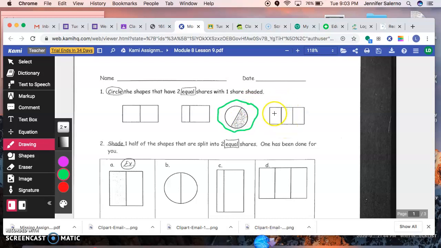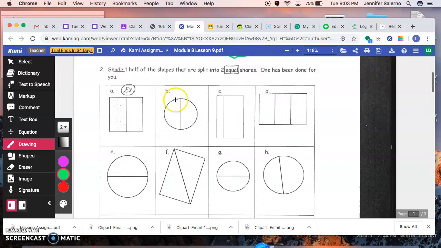And the last one has 1, 2, 3 parts. Yeah, they're equal, but like we talked about in the directions, they're not asking us for 3 equal parts, they're asking us for 2 equal parts. So right now, this is the only one that we would need to circle in this type of question. You're going to see this type of question later on. That's why I wanted to go over this. And now let's look at number 2.